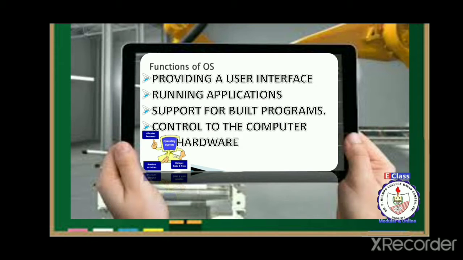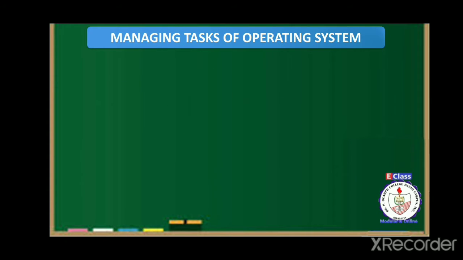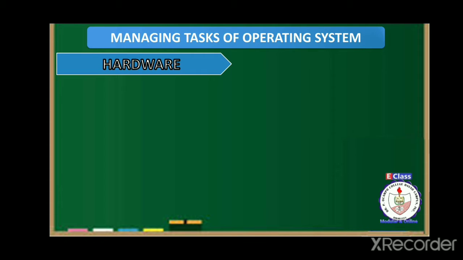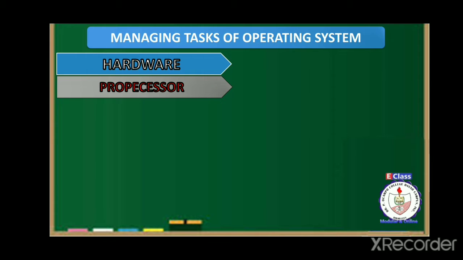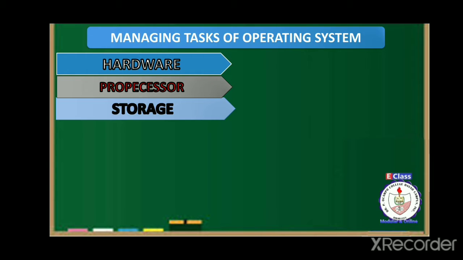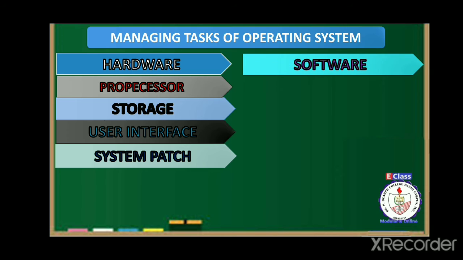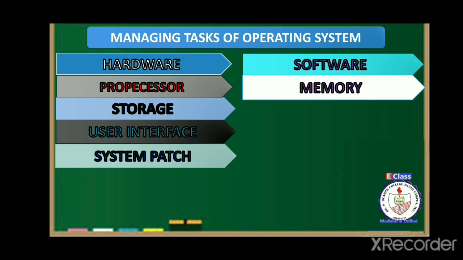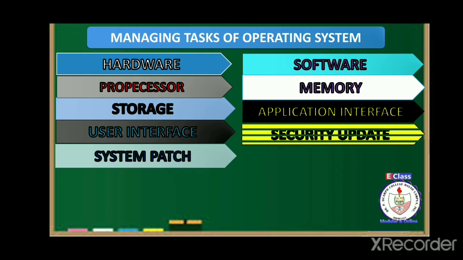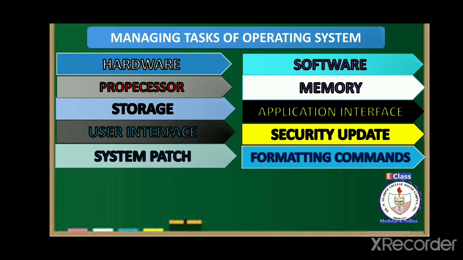What are the functions of the OS, or operating system? Providing a user interface, running applications, and support for the built-in programs that control the hardware. How can you manage the tasks of an operating system? One is the hardware. Second is the processor. Third, storage. Fourth, user interface. Fifth, system patch. Sixth, software. Next, memory, application interface, security update, and the formatting commands.